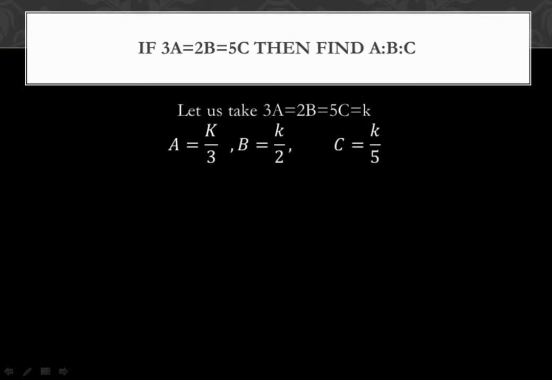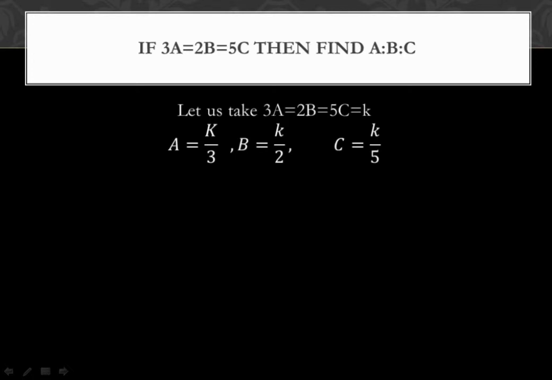Our next question is: if 3A equals 2B equals 5C, then find A is to B is to C. So first thing, we have 3A equals 2B equals 5C. We can suppose it equal to K. Now 3A equals K, so I can write A equals K upon 3. Now 2B is equal to K, so I can write B equals K by 2. Now 5C equals K, so C can be written as K upon 5.